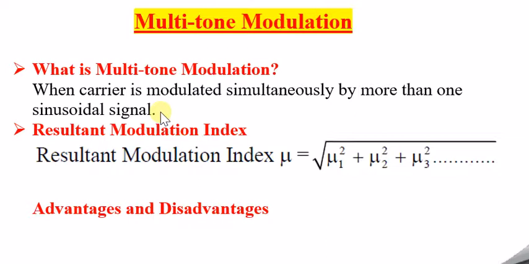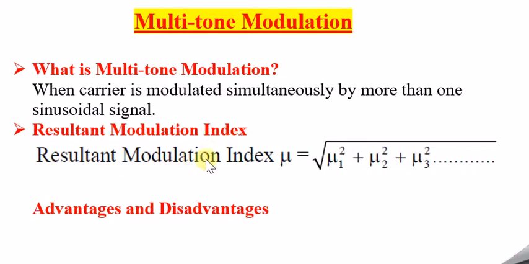So how to check, how to find out the modulation index totally? Because only one modulation index was there in single tone modulation, because there is only one frequency component, correct? If there are different frequency components, then definitely there will be different modulation indices. So that resultant modulation index we have to calculate. Hence, it is called the resultant modulation index.